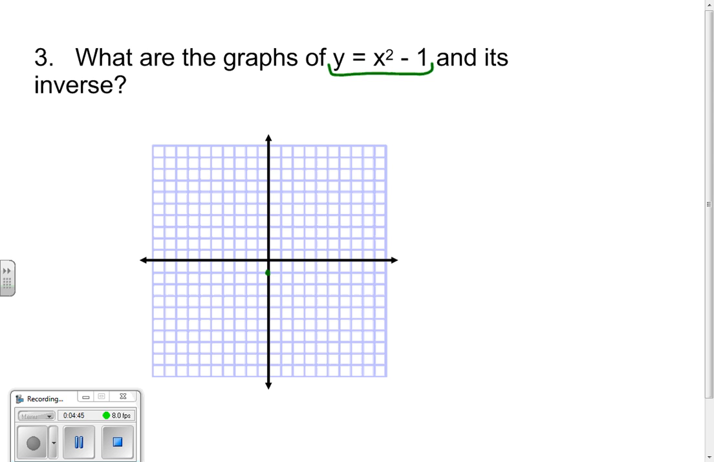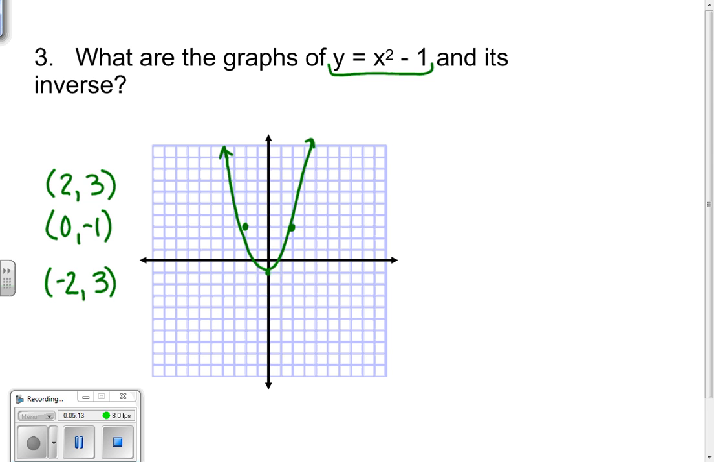So first of all, that ordered pair is 0, negative 1. I'm going to put a 2 in. If I put a 2 in for x, 2 squared is 4, minus 1 is 3. If I put a negative 2 in, try keeping things symmetrical, I also get a 3. So 2, 3 is right there. Negative 2, 3 is right there. So my original looks like that.